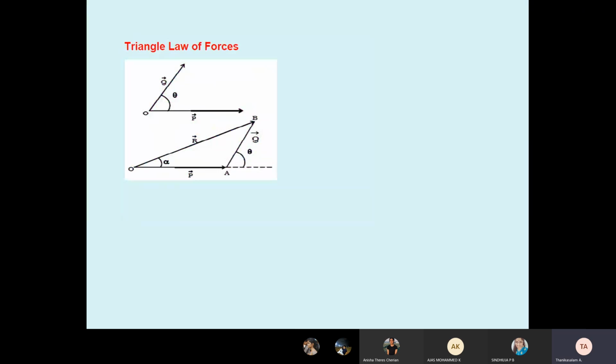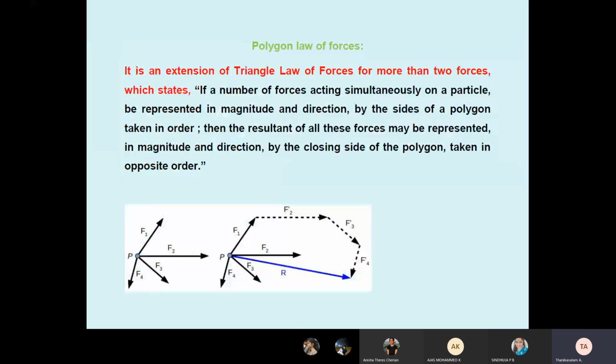Then triangle of forces. What is the use of triangle of forces? To find the resultant when only 2 forces are acting on the body, only 2 forces acting on the particle. If you want the resultant, this is a graphical method. I explained already to you. So that is the triangle of forces. Then there is the polygon law of forces.